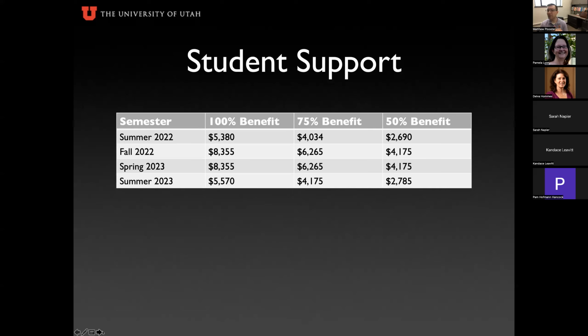And these are our minimums for our current summer semester, but also the next academic year. $83.55 fall and spring for 100% benefit, $41.75 for 50% benefit, etc. As we see here, summer is less than fall and spring. The reason is this is prorated by pay periods. During the fall and spring, there are 9 pay periods each semester. There's only 6 during the summer. So that explains that difference in amount.